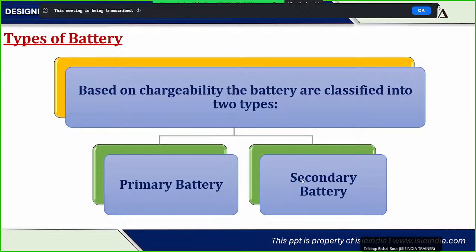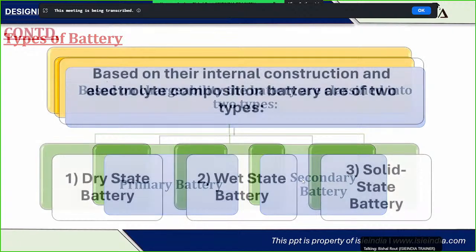Primary is a non-rechargeable one, secondary is a rechargeable one. Primary has been used for some lower current carrying appliances. Secondary is utilized for higher current carrying appliances, and lithium-ion is part and parcel of the secondary cells. Primary batteries, if I'm talking about AA, AAA batteries, like Leclanché cells, alkaline batteries, are part and parcel of the primary batteries, right?